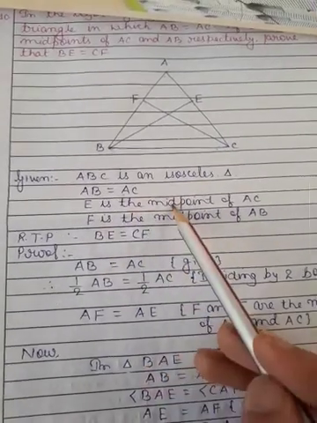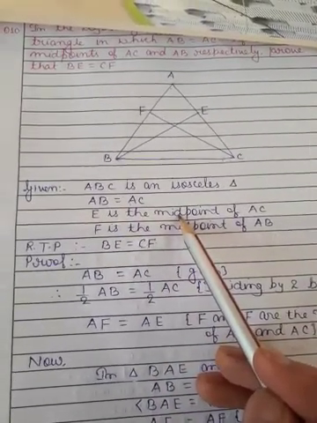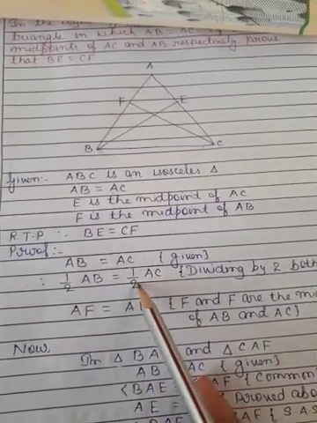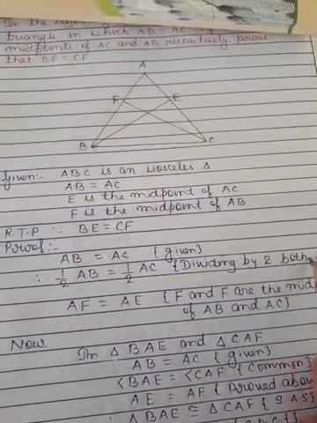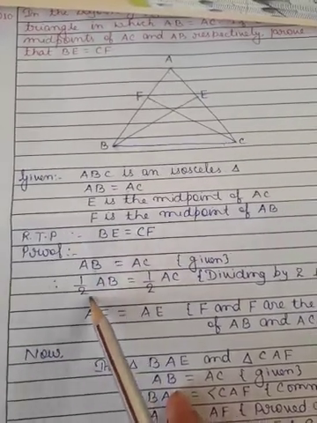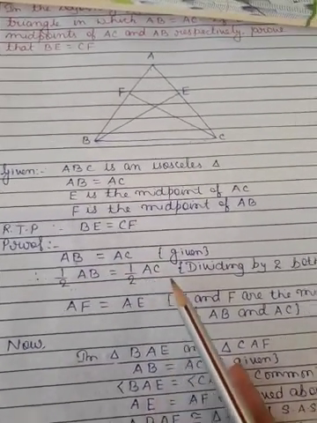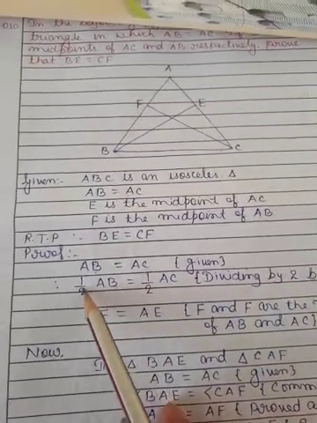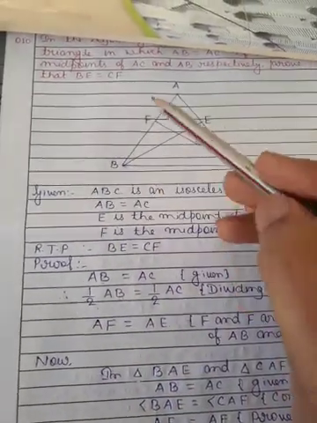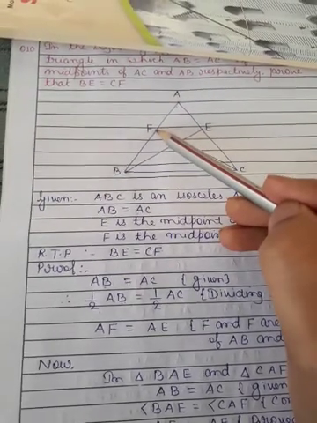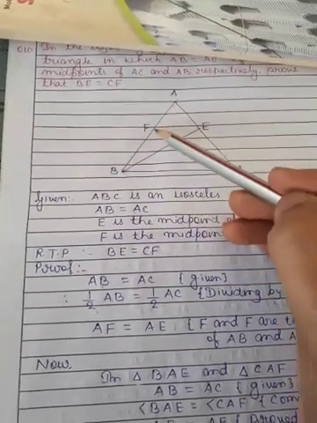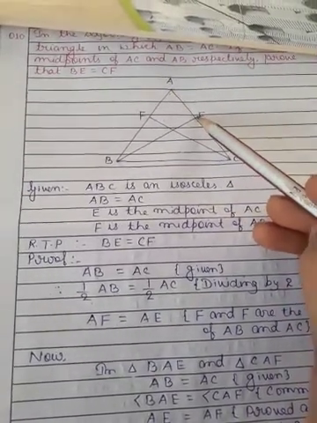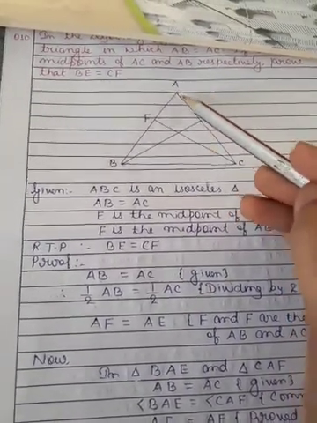Now see, midpoint is given. Midpoint means half, so half means 1 by 2. Therefore half AB equals half AC, dividing by 2 on both sides. So this side I have divided by 2, and this side also, and the reason I have written is dividing by 2 both sides. Now half of AB means AF, because F is the midpoint, and half of AC means AE, because E is the midpoint. So AF equals AE.